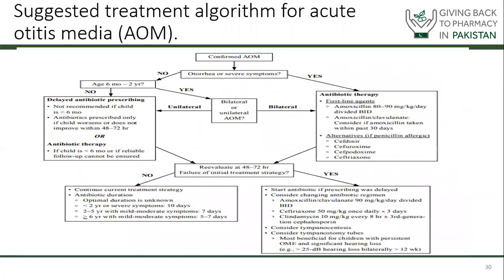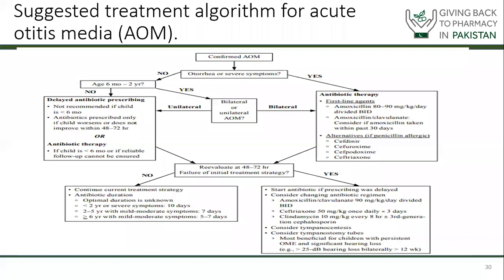Now, if you have confirmed acute otitis media, if it is severe, if it is painful, then we will start antibiotic therapy. The first line agent, or first drug of choice, for treating acute otitis media is amoxicillin. It is given at higher doses than usual: 90 mg per kg per day in divided doses, BID.